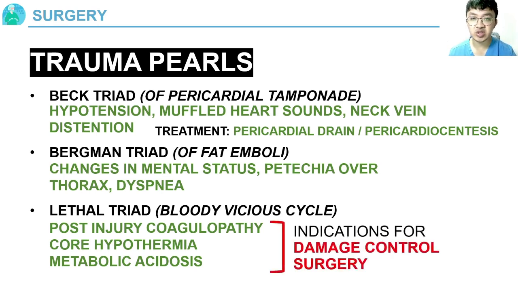Damage control surgery, or DCS, was developed to limit GI spillage and to prevent exsanguination or bleeding in the patient. What you do is open up, repair what needs to be repaired, close the patient, stabilize the patient first, and have a second look later on. So that's your damage control surgery, when the indication is the lethal triad, the bloody vicious cycle: coagulopathy, hypothermia, and acidosis.